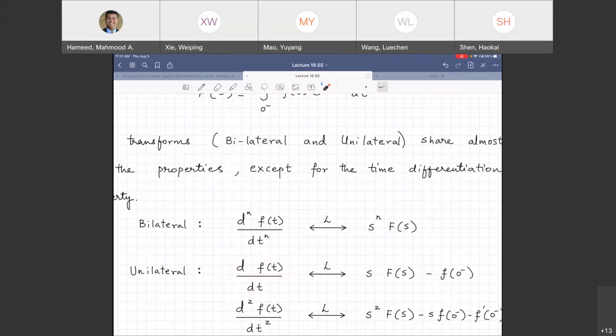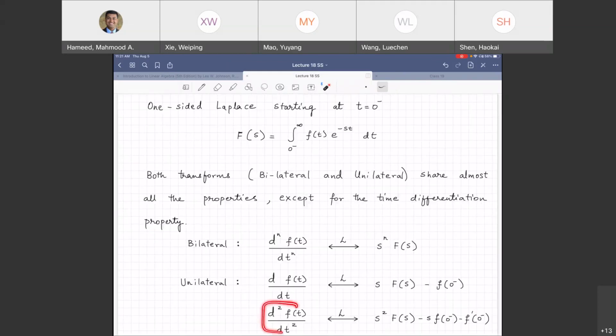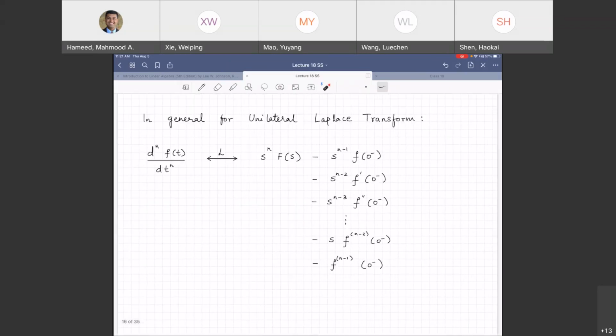So initial conditions have to be given, right? Only if initial conditions are given can you evaluate this. Next, if you take the second derivative of the function in the time domain, you would get s squared F(s), just like bilateral, but you'll also get minus s f(0 minus), and then differentiate the signal f(t) and find the initial condition for that. And if you keep doing this, you will get this.